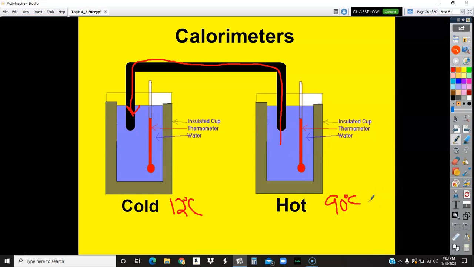Usually I have the students take 1 minute readings. So every minute they're going to read the temperature of the hot water. After a minute, this might be 89, and then 88, 87, etc. The cold water temperature, because the heat's leaving the hot and going into the cold cup, will start to go up. The cold might be 13, then 14, then 15, etc. And then we graph it. It's a very simple lab. We'll see if I can try to get that set up somehow to do in school, because that's a pretty basic lab, pretty good lab.